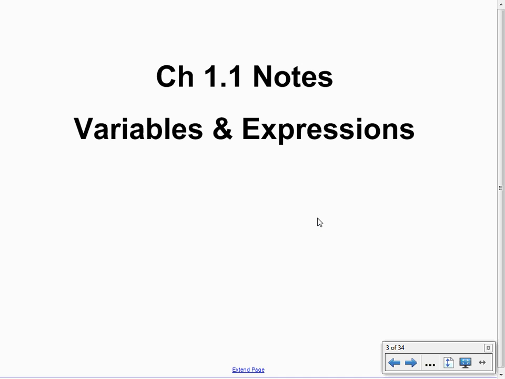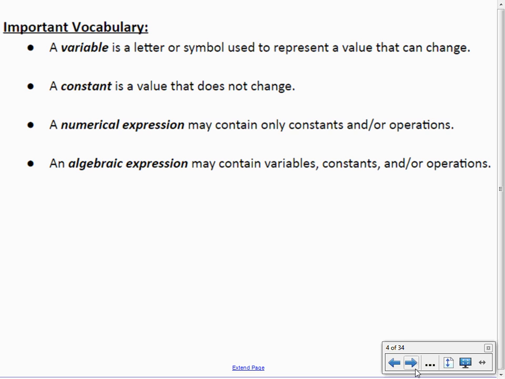Hi everybody, in this video we're going to be talking about the beginning of chapter 1, which talks about expressions and equations. So let's start off with some vocabulary.